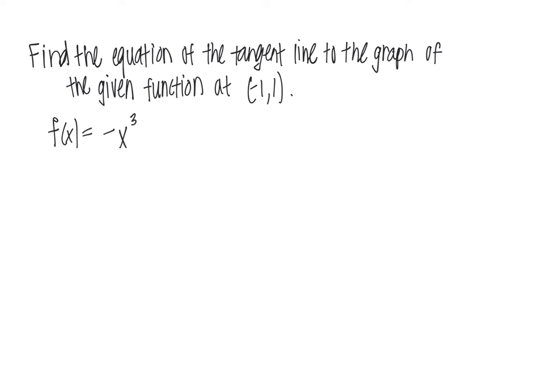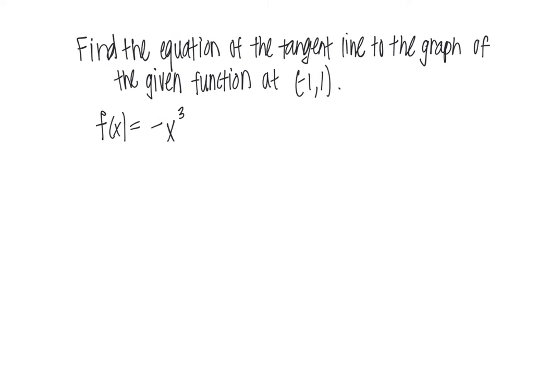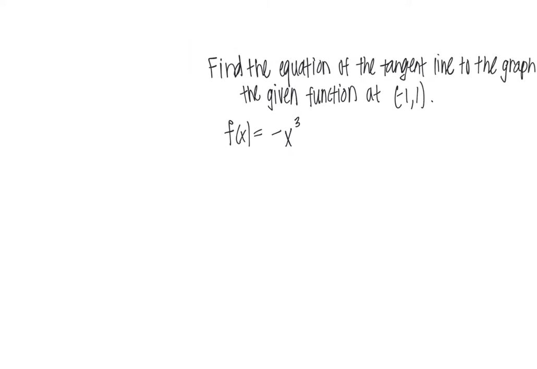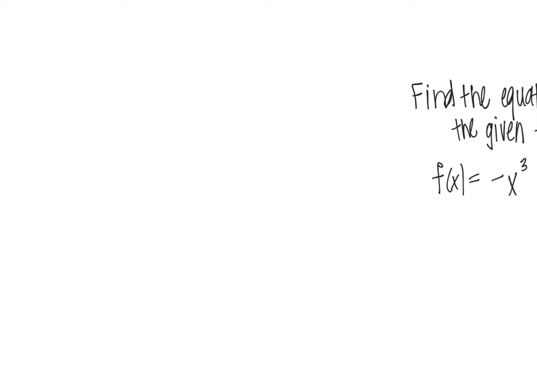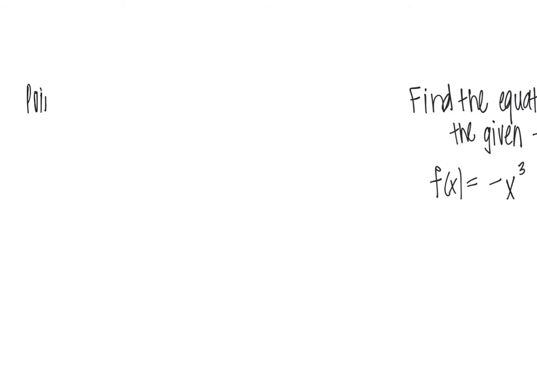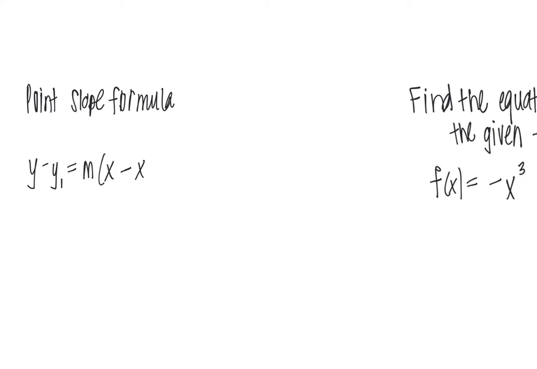So to find the equation of a tangent line to the graph of the given function, let's review a little bit of algebra real quick and just how to write the equation of a line. To write the equation of a line, I will use something called the point-slope formula. It goes like y minus y sub 1 equals the slope times x minus x sub 1.